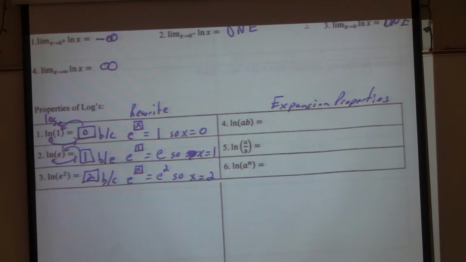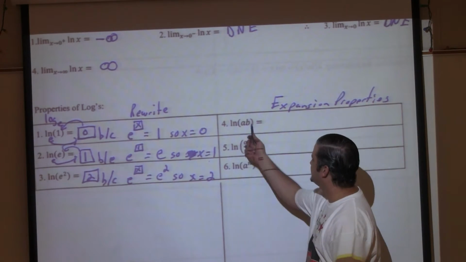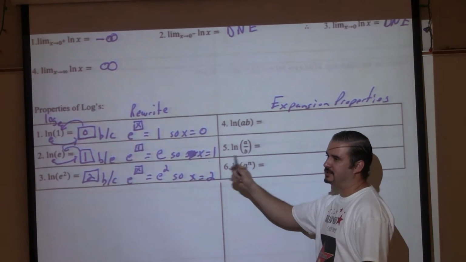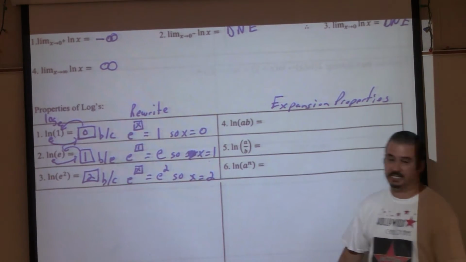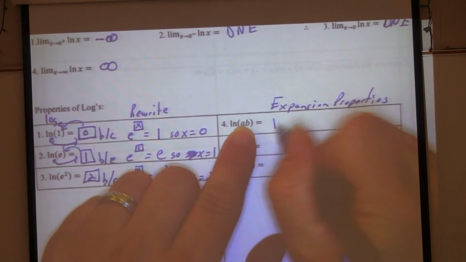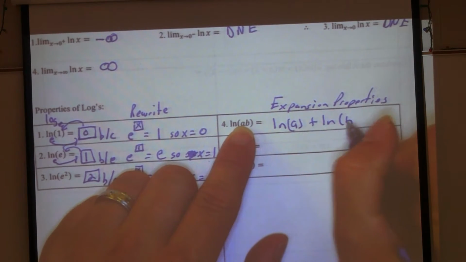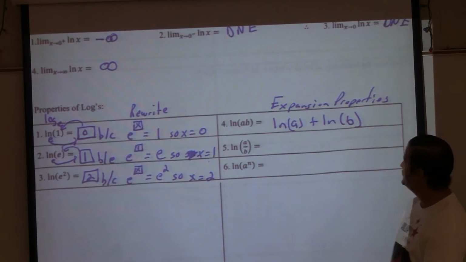So remember, these are related to the laws of exponents, okay? What's happening between the arguments here? They're multiplied, right? So remember, when we multiply, you add the exponents. So ln of all this is like adding exponents. So this would be like saying ln of a plus ln of b. Got it?